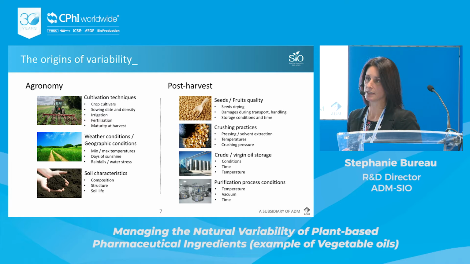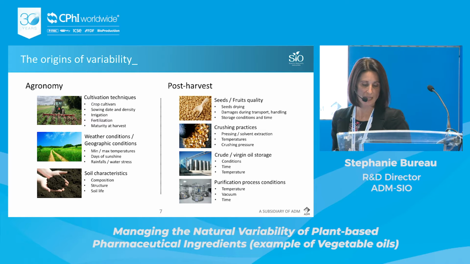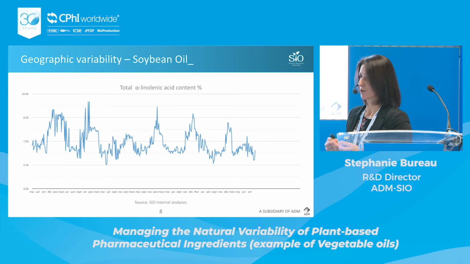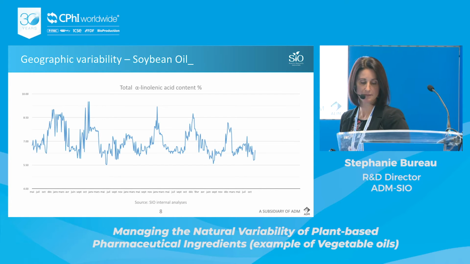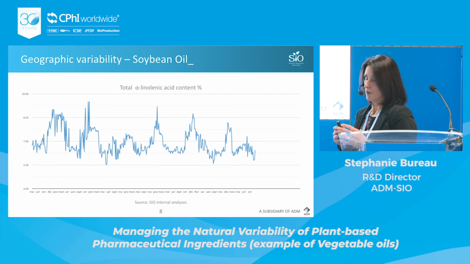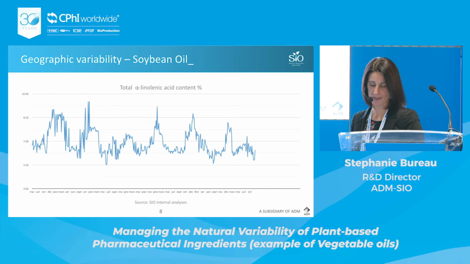Agronomic conditions first. Variability can come from cultivation techniques like crop cultivars, sowing conditions, if the crops are irrigated, fertilized or not. It is also dependent on weather conditions and temperatures in line with the geographic area and the soil characteristics. And all these parameters play an important role on the oil content of the seeds and the fruits, but also on the fatty acid composition of the oils that will be extracted from these raw materials.